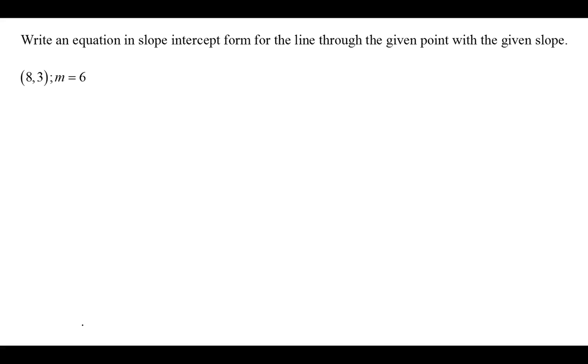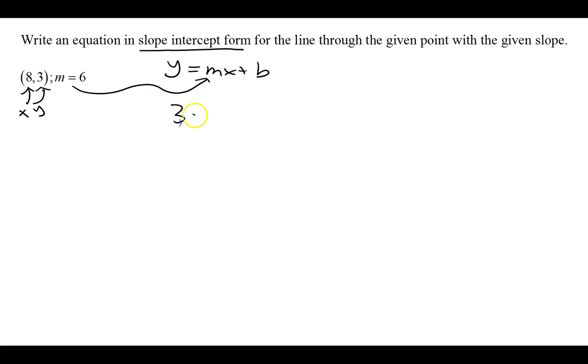Write an equation in slope-intercept form for the line through the given point with the given slope. So our point is 8, 3. Slope-intercept form is y equals mx plus b. We know the m. It's equal to 6. And what we do is we take the point as the x and the y. And so 3 should be equal to 6 times 8 plus b. And then we find out what b is.